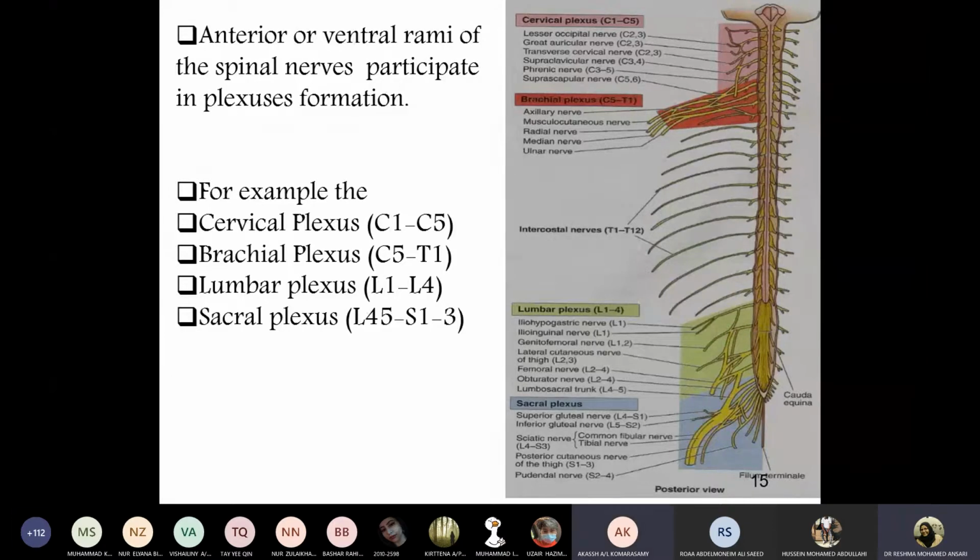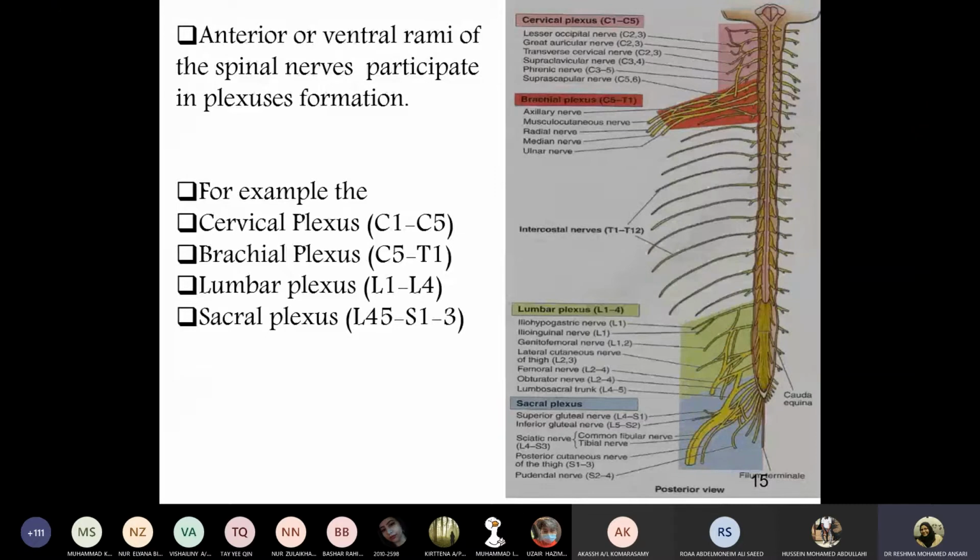And run, right? So the anterior or ventral part of the body has more muscles to innervate. So always the anterior branch of a spinal nerve will take part in the formation of a plexus. Plexus means a combination of spinal nerves, not one single spinal nerve. For example, the cervical plexus is the combination of C1 to C5 to go and take sensation from the neck area.